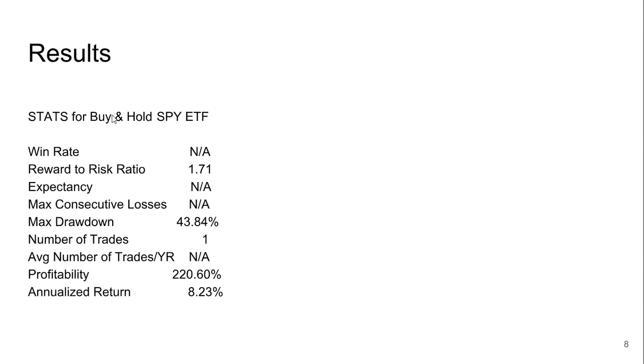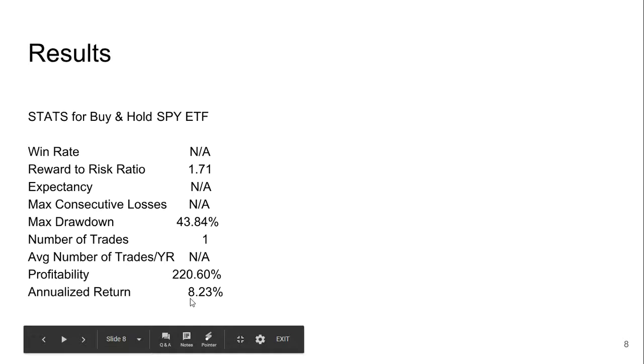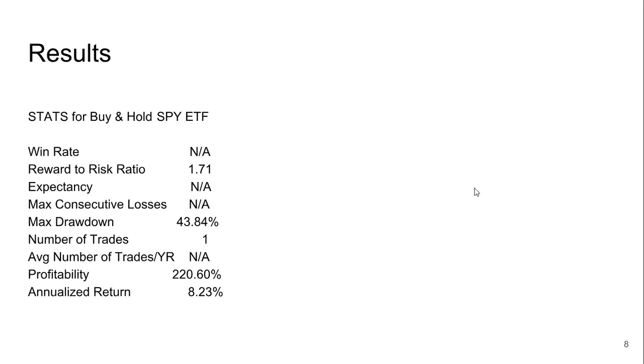So there's obviously no win rate with a buy and hold. The reward to risk ratio was 1.71. Anything over 1 is good. But here's the big thing, the max drawdown. Almost 50% you would have lost; your $10,000 would have gone almost to $5,000. So not many people could have handled a downturn like that and been very comfortable with it. But it was profitable. It annualized a return of about 8.23% over that 10-year period. It was a 220% profitability. So that was the buy and hold, to give you an idea for comparison's sake.